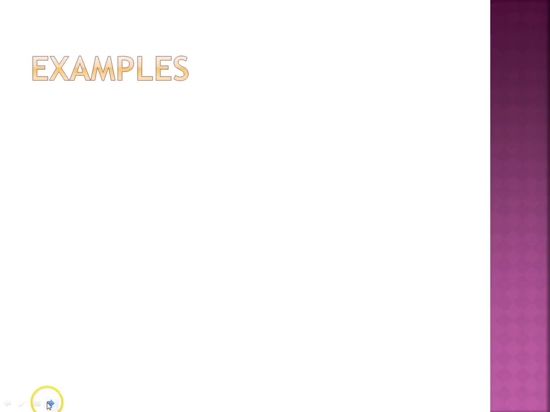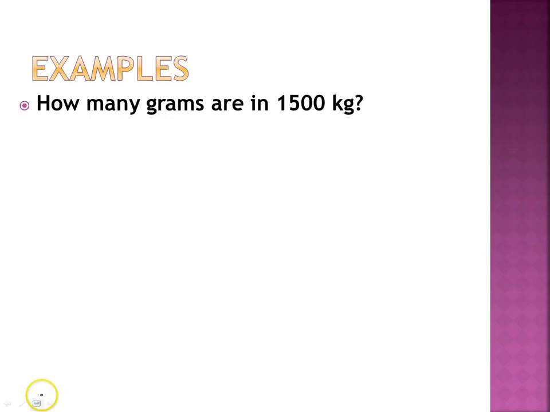Let's do some examples, probably the best way to see how dimensional analysis works. How many grams are in 1,500 kilograms? So let's identify what we have. How many grams, there's my unknown, are in 1,500 kilograms? There's my known. The unit that I have is kilograms. The unit that I don't have is grams. Let's look at the relationship. What do I know about grams to kilograms? Well, I know that there's 1,000 grams in 1 kilogram.